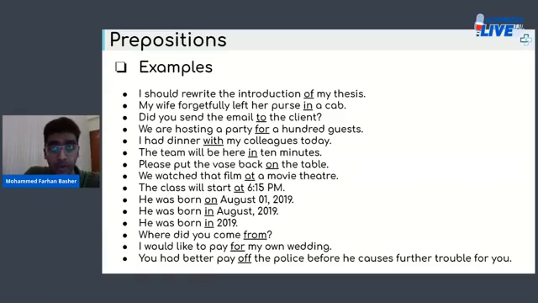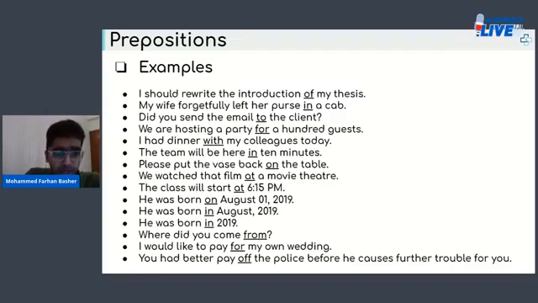Now follow this. Whenever you talk about a cab or a car, so to locate ourselves, if we are ever traveling in a car, which preposition do we go with? Do we say I'm in a car or I'm on a car? I'm actually in a car. We are always in a car, never on a car.